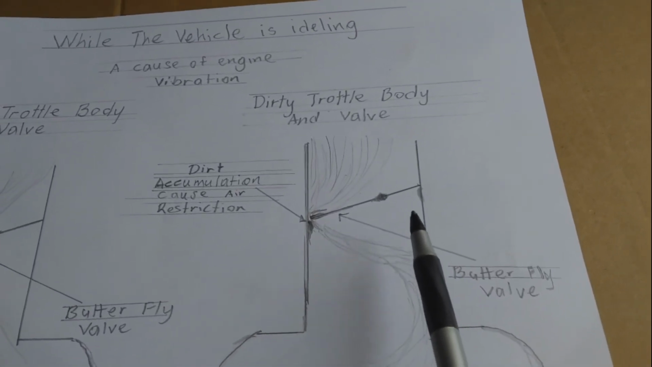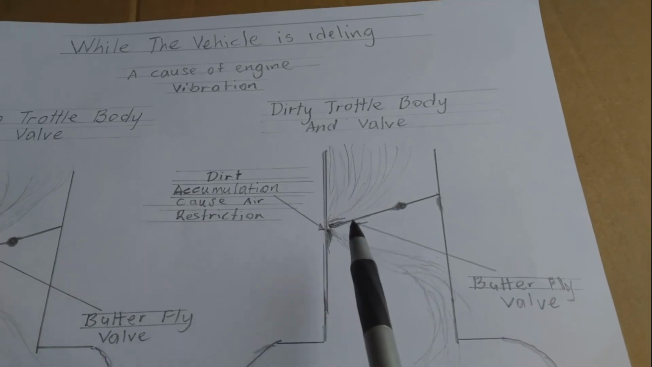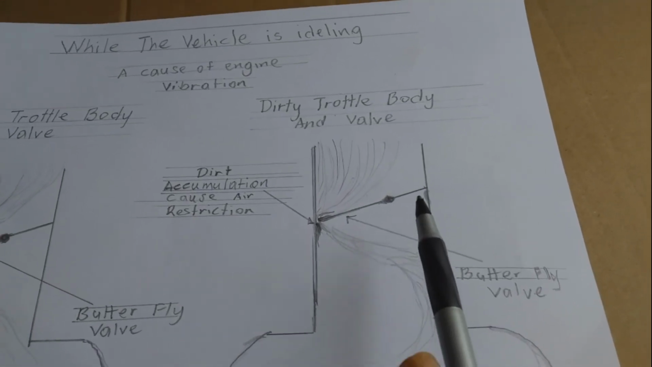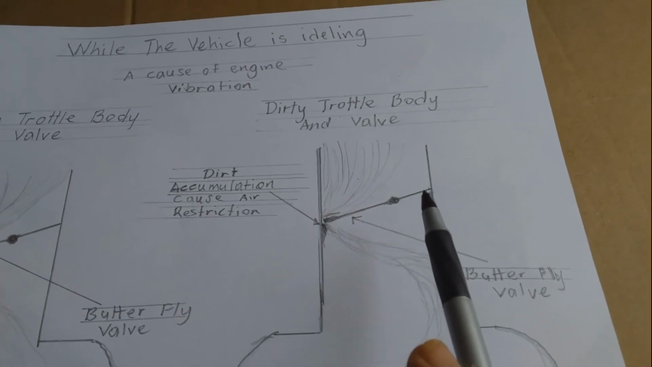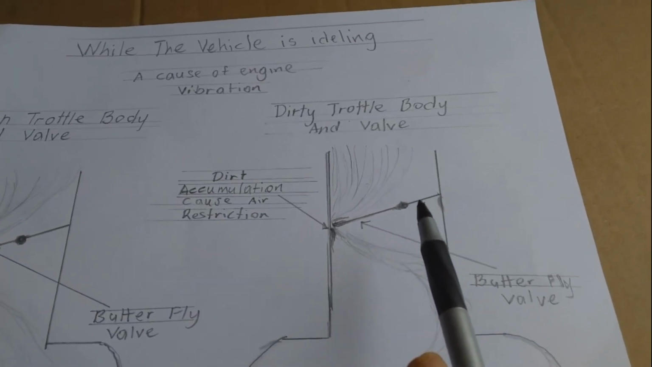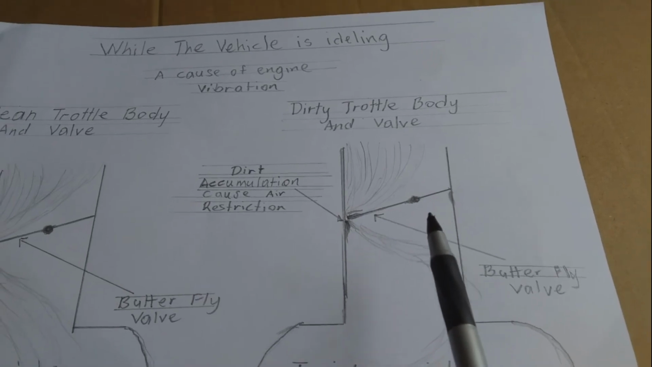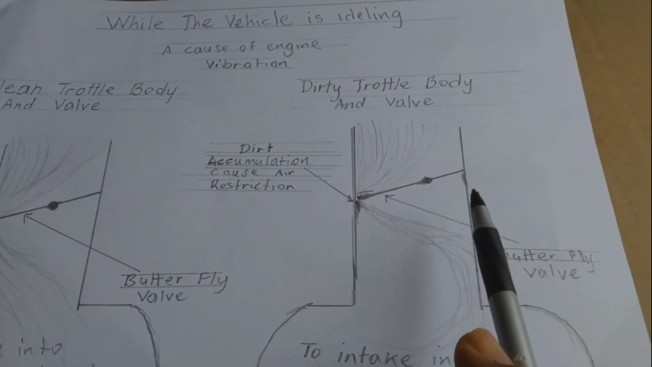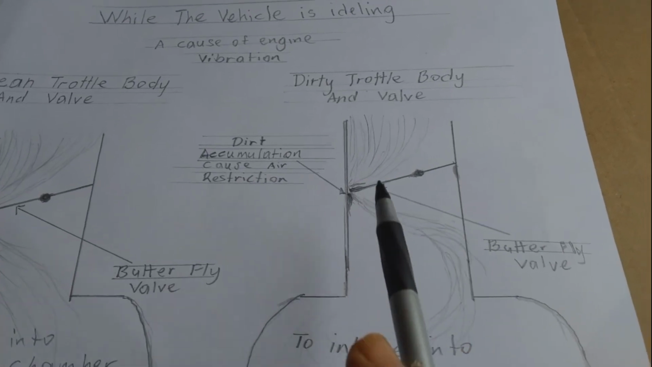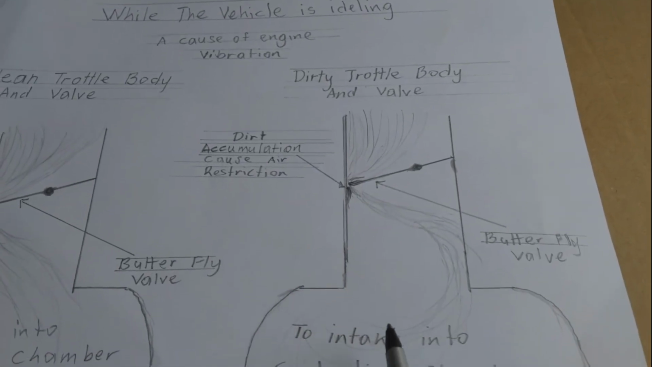And you can do the same on this side. Once you press this down, this will give you access right here, and you can clean this section, and you can also clean the butterfly itself. Now, this is how you go about cleaning the throttle body to ensure that the throttle body is clean and you have free flow of air through it.